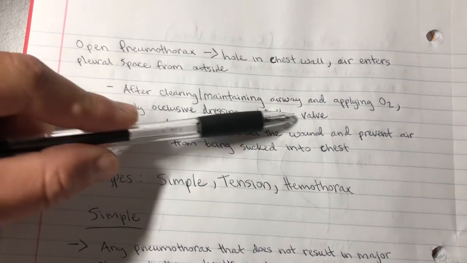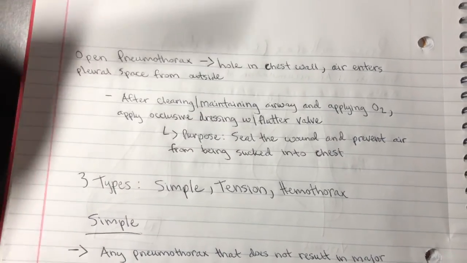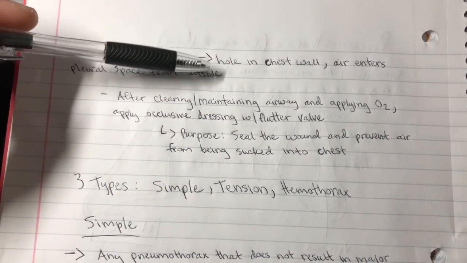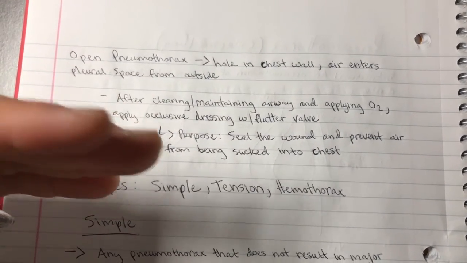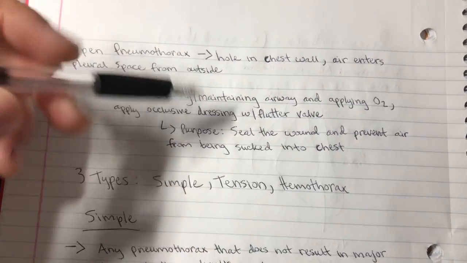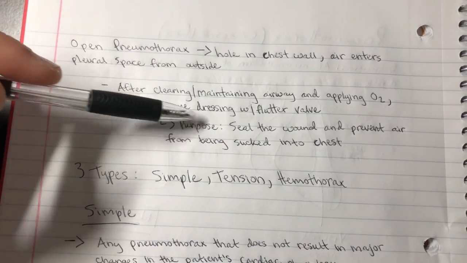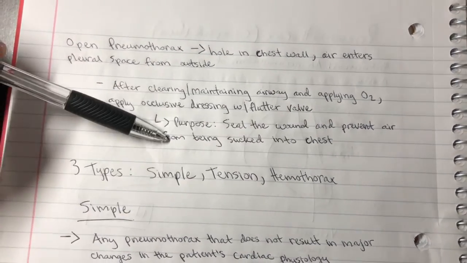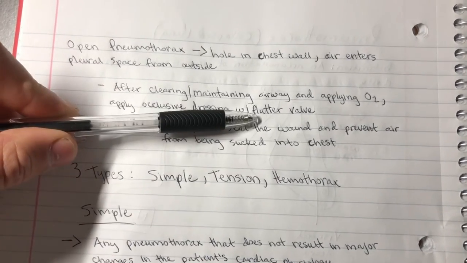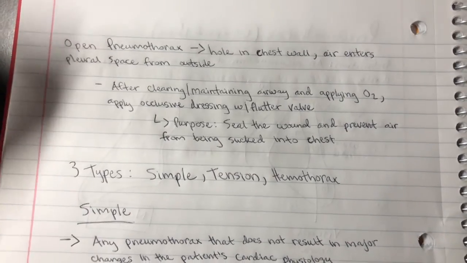You also want to apply a flutter valve to that, which, if you did it just on the fly, would be like taping something so that it's sealed on three sides. The purpose of the occlusive dressing is, like I said, to seal the wound and prevent air from being sucked into the chest, and that flutter valve allows air to exit the chest.